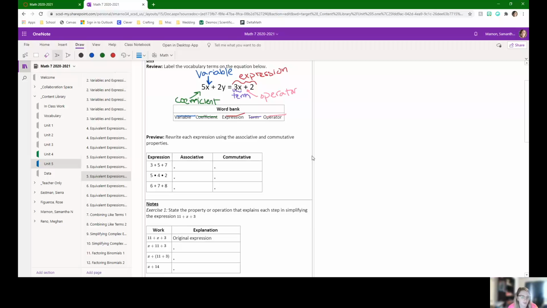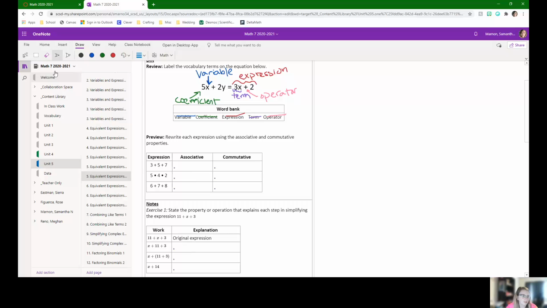For our preview question, it wants you to rewrite each expression using the associative and commutative properties. If you need help remembering, associative is when we group them together, like think about who you associate with, and commutative property is the switching around. So pause the video to see what you can do with these.